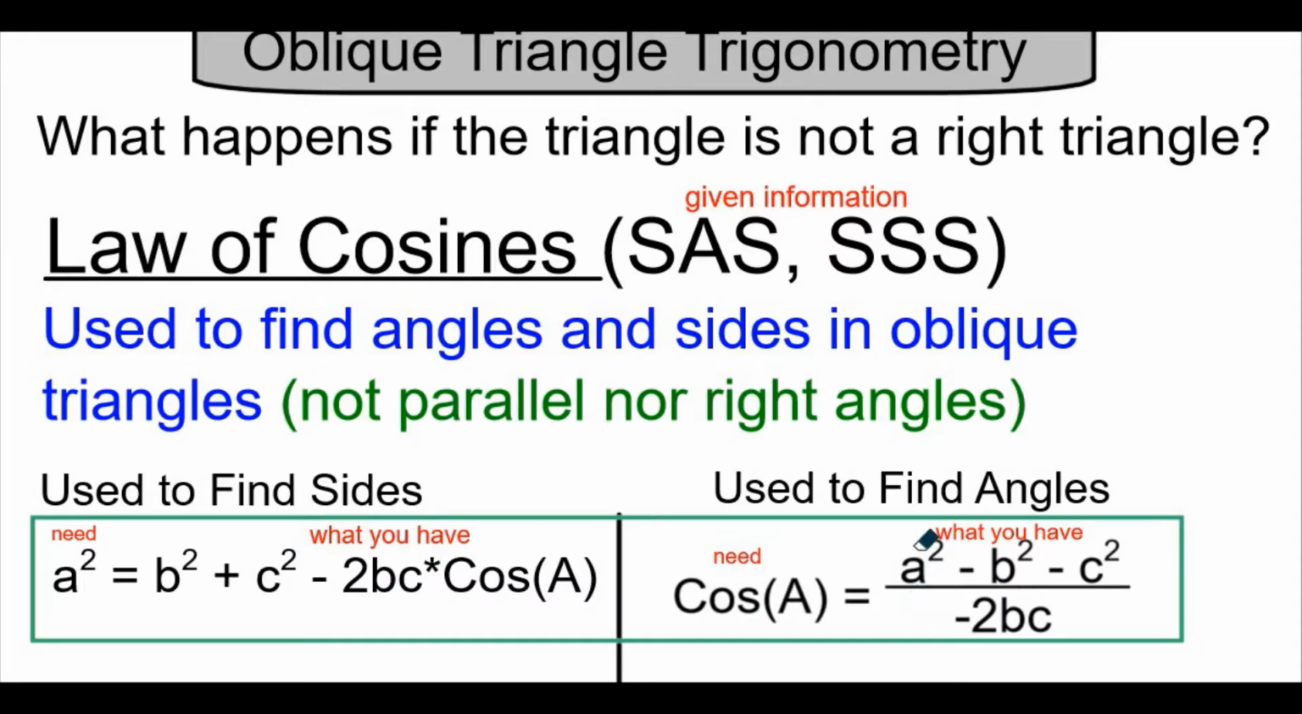I will also mention to you that this formula, sometimes people will pull a negative out, and you might see it in another textbook as b squared plus c squared minus a squared over 2bc, because they pull the negative out. I prefer this because it looks exactly like this formula when solved for cosine of A. And some students will say, well, why do we need them? Well, this one finds sides, notice the lowercase letter, and this one would find an angle, notice the uppercase letter.